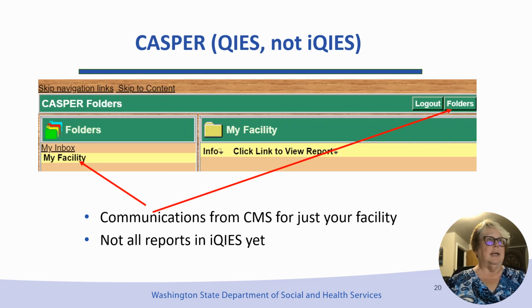So some of the reports are still on CASPER. These are in QAPI, not iQIES. So this is where CMS will send you communications like your APU reports, some of your other information. It'll tell you the preview reports in your facility inbox in CASPER. So you might need to check CASPER still for your folder. If you have problems with that, call me and I'll help you with that.